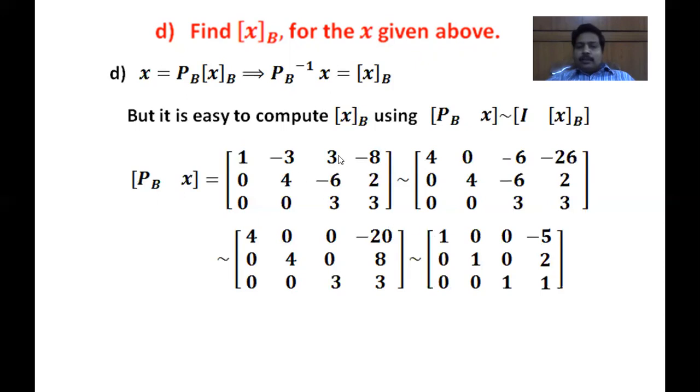The given matrix is itself in echelon form, but we converted it into reduced echelon form so that we can find the values of x_B directly. Now, if you compare with this relation, this part is I3. This is the required identity matrix, and this will be our x_B, the coordinate vector of x. So we can directly find the values of x_B using this method instead of computing P_B inverse and multiplying with x. This is an easier method.